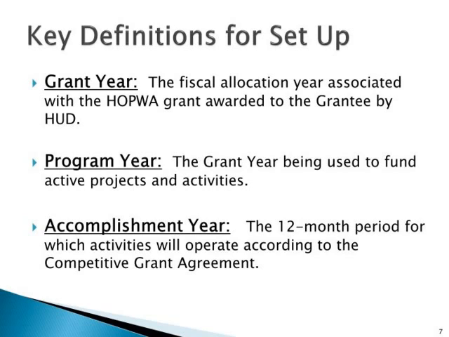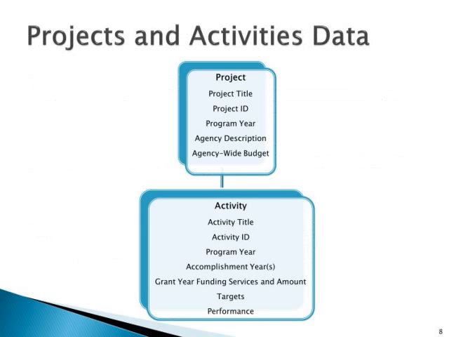Accomplishment year is the 12-month period for which activities will operate services according to the consolidated plan. Accomplishment year is the 12-month period you currently provide performance data on in your CAPER. This slide depicts how IDIS uses grant year, program year, and accomplishment year to track your grant.